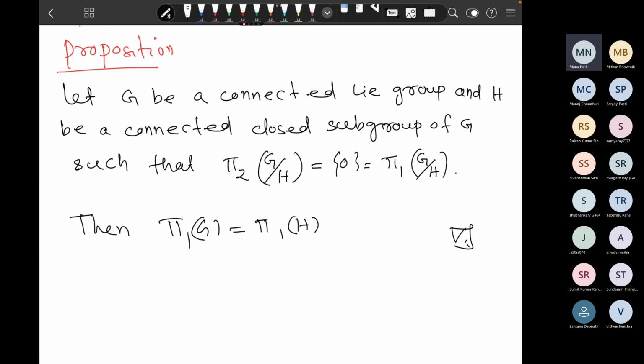Last time I actually forgot to mention that G is connected in the hypothesis. So today I have corrected that. So the proposition is: let G be a connected Lie group and H be a connected closed subgroup of G, so that pi 2 of G by H is equal to 0 is equal to pi 1 of G by H. Then pi 1 of G is equal to pi 1 of H. Today we will apply this proposition.